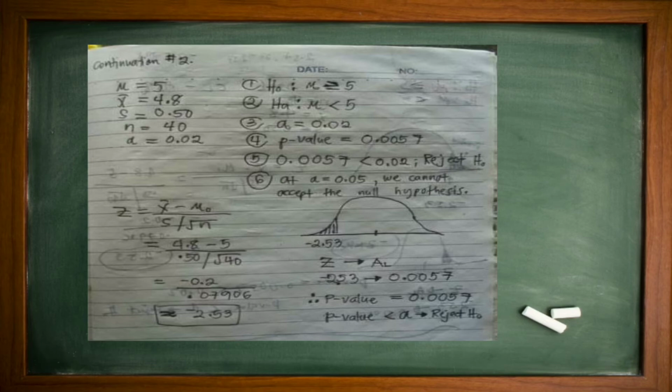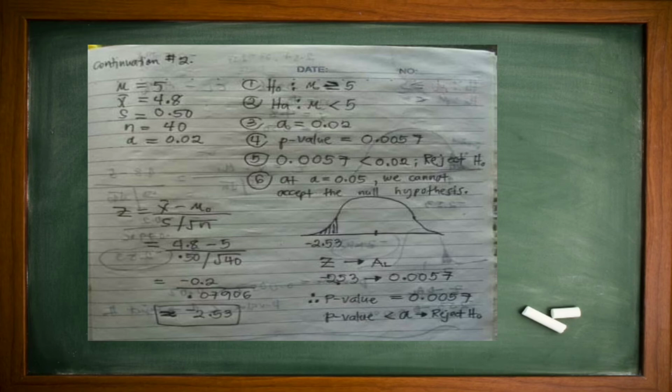Then step 5, we have to compare the p-value with the alpha value. If the p-value is less than or equal to the alpha value, we have to reject the null hypothesis. Otherwise, accept the null hypothesis. So if our p-value is equal to 0.0057, kung makikita po natin, 0.0057 is less than 0.02. So ang gagawin po natin is reject the null hypothesis.